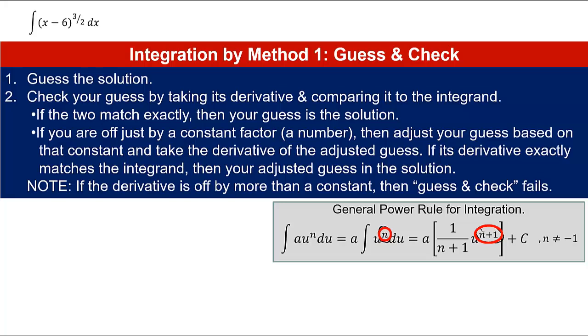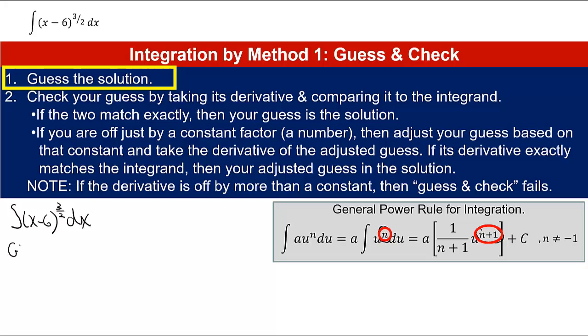So when I'm doing this problem, I'm going to guess, let me just copy it back down here for easier viewing. I'm going to guess that this solution will look like x minus 6 to the 1 higher power than 3/2. Now I hope you don't have to think too much about this. Remember, when you're adding 1 to a fraction, in this case 3/2, 1 is like 2/2, so you end up with an exponent of 5/2. So my guess will be 1 higher exponent than the original. 3/2 plus 1 is 5/2.